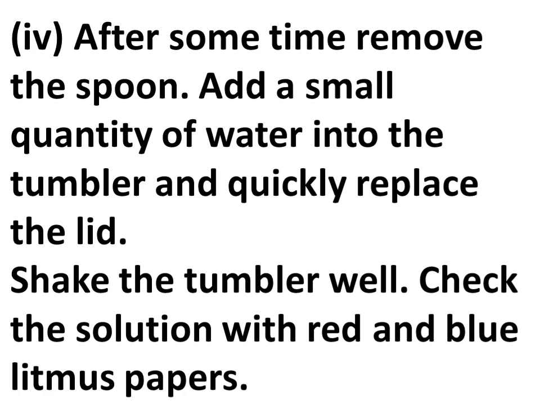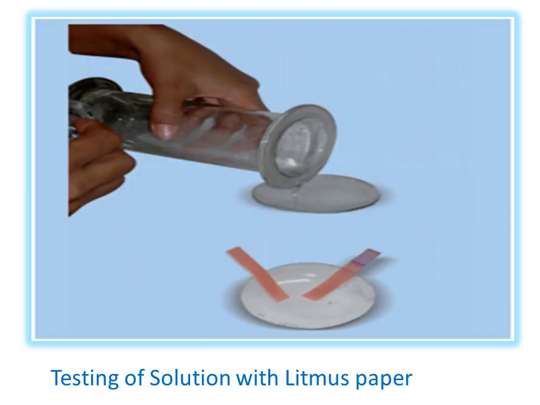Check the solution with the red and blue litmus paper. After shaking the tumbler, now there is a solution prepared. That solution you need to check with the red and blue litmus papers respectively. So this process will be like this. You take out that water solution in a dish or a petri dish or a china bowl, and then you test it with the litmus paper. So this will look like this, testing of solution with litmus paper.